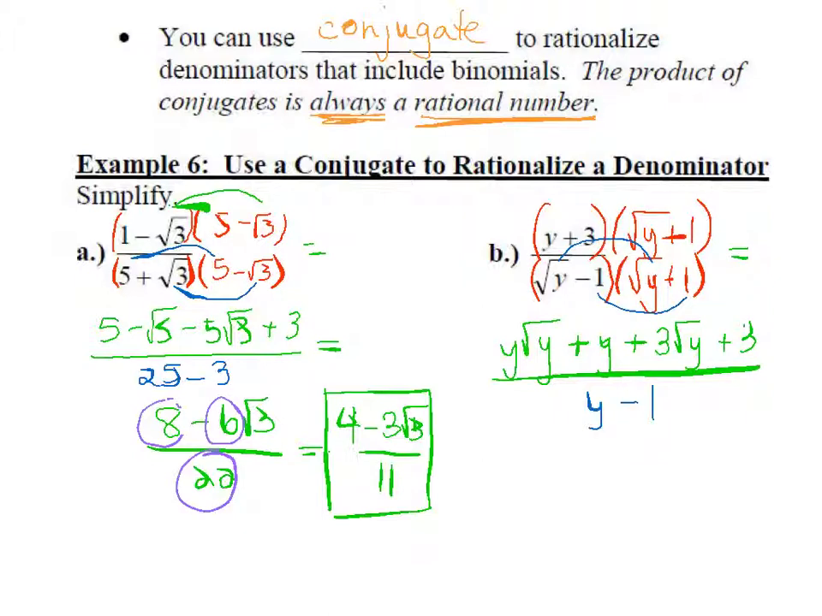And then you look to see if you can simplify anything on top. You could try adding together the y radical y and the 3 radical y, but you're not going to be able to simplify anything there. So this is going to end up being your final solution. And that is how you use conjugates to rationalize the denominator.